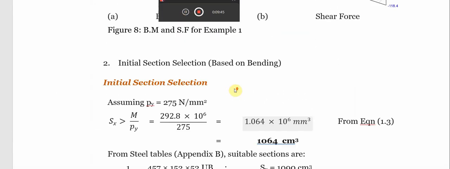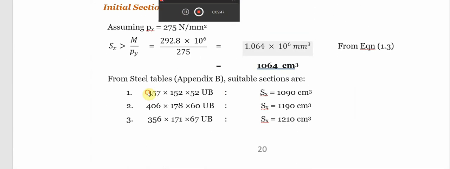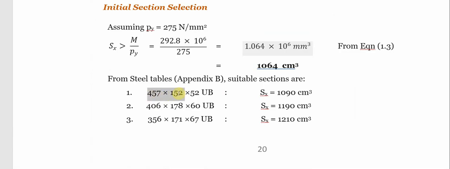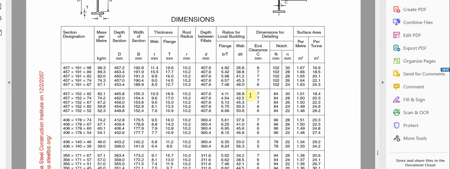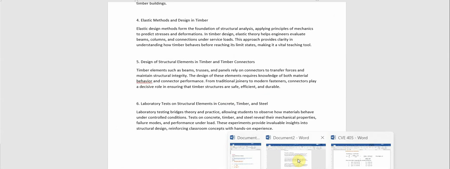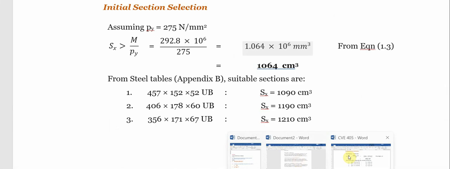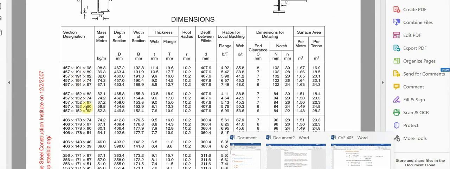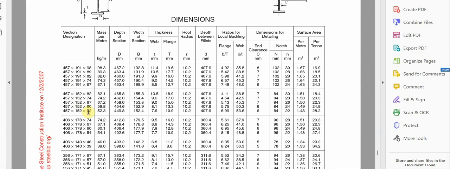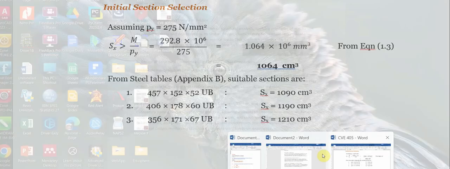So let's see the steel table. This member is a 457 by 152 by 52 universal beam. So we'll go to our steel table and find 457 by 152, and then the last one is 52.